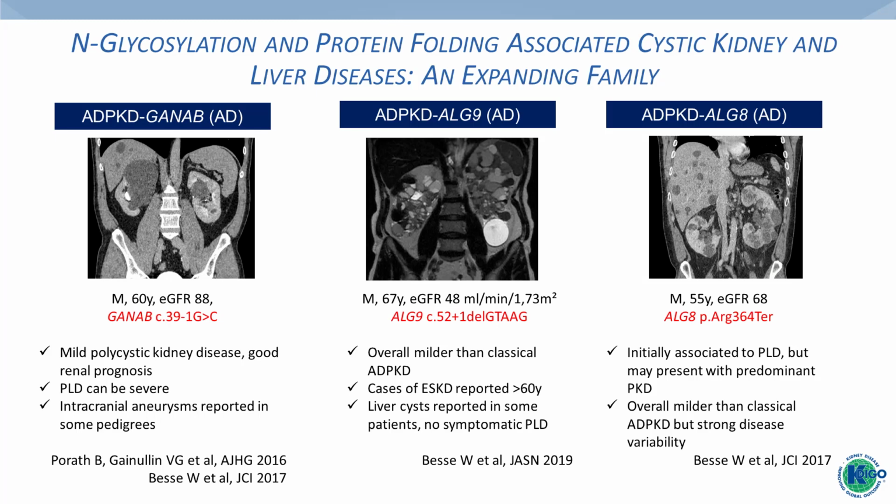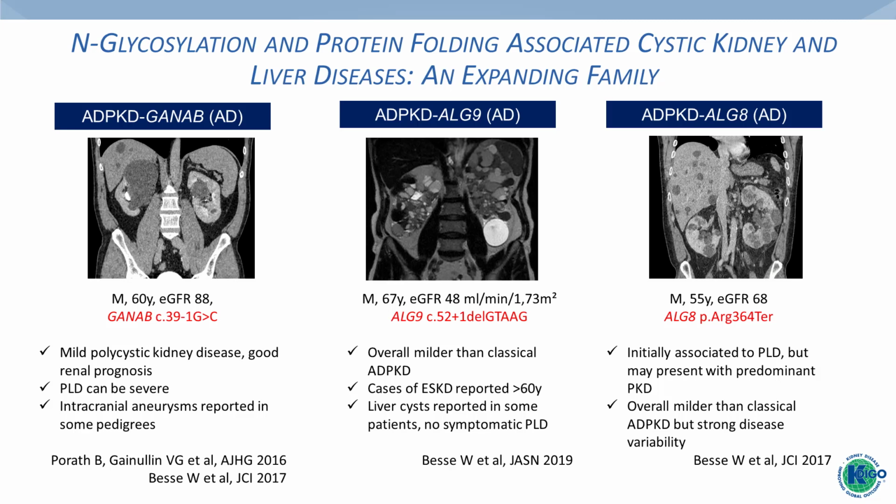Two other genes involved in the synthesis of the N-glycan chain have been associated with the ADPKD spectrum. ALG9, with a phenotype overall milder than classical ADPKD, but cases of kidney failure were reported in some individuals. There seems to be quite an important variability in terms of disease severity. Liver cysts can be present, but to date, no severe polycystic liver disease has been reported in patients with ALG9 variants.